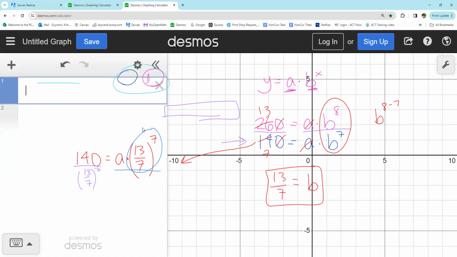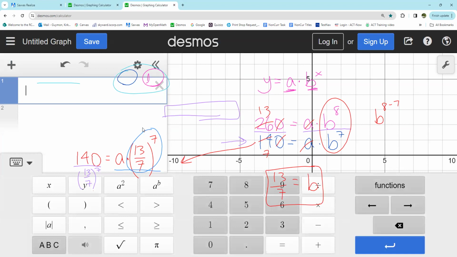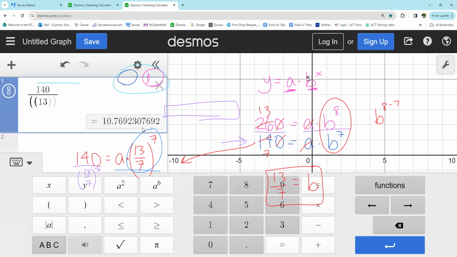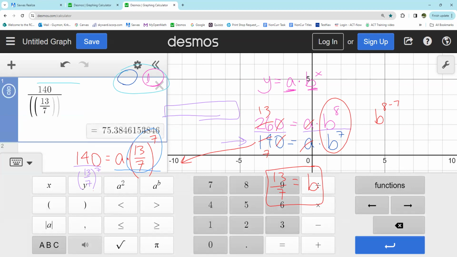So I've got my 140 divided by, this might get a little ugly here because there's another fraction in there. So I'm going to put this denominator in a parenthesis, maybe even another parenthesis to put that exponent on. 13 divided by 7. And then let's go out here and close that parenthesis and raise it to the power of that 7 down there.